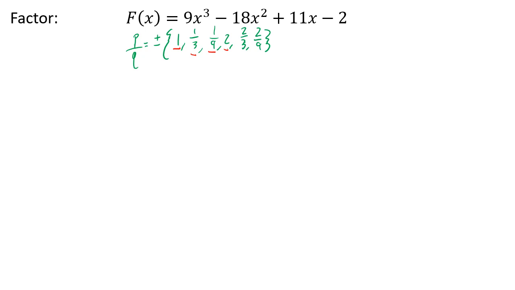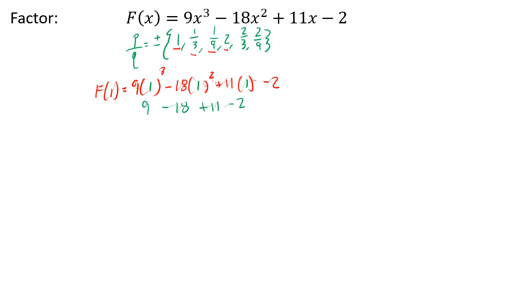We have the factor theorem. What the factor theorem says is if f of 1 is equal to 0, then that means that 1 is a zero of the polynomial. So I would plug in the ones: 9 minus 18 times 1 squared plus 11 times 1. I'm just going to write the 1 in a different color. This would be 9, this would be minus 18, this would be plus 11, and then minus 2. Well, 9 minus 18 is -9, plus 11 is 2, minus 2 is 0.